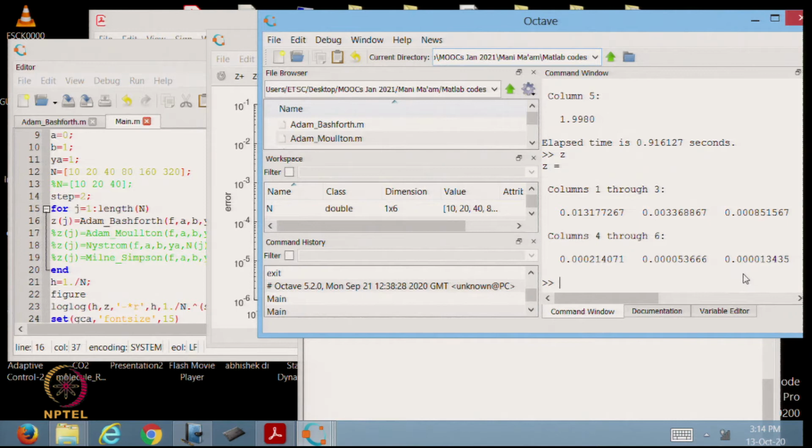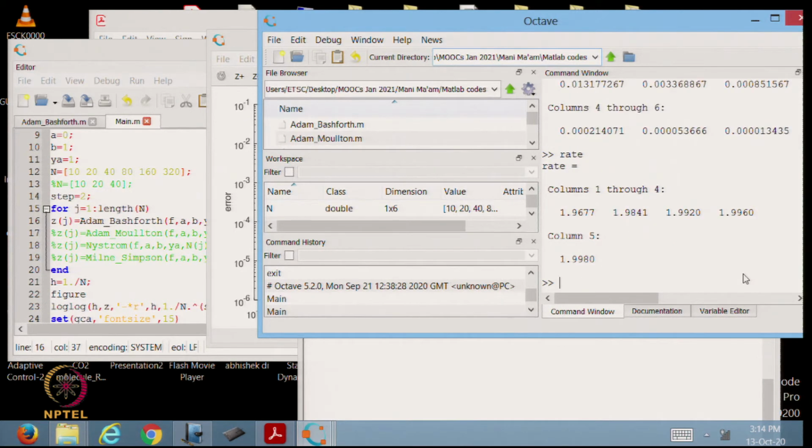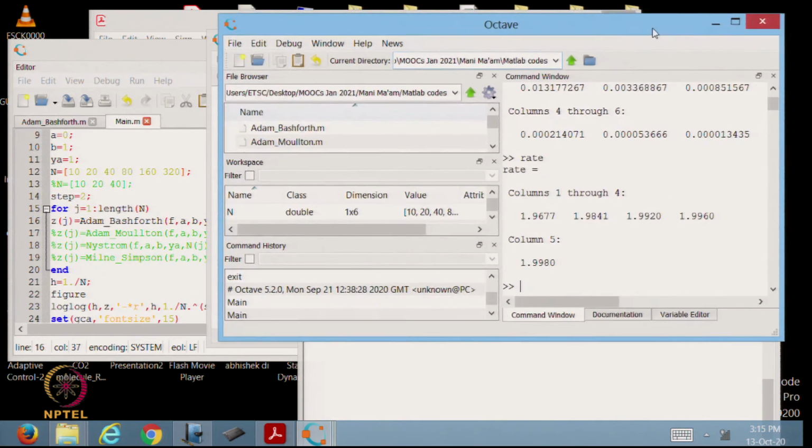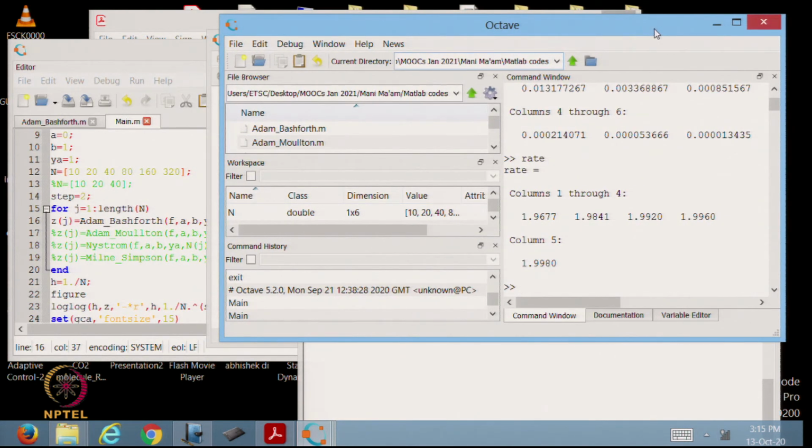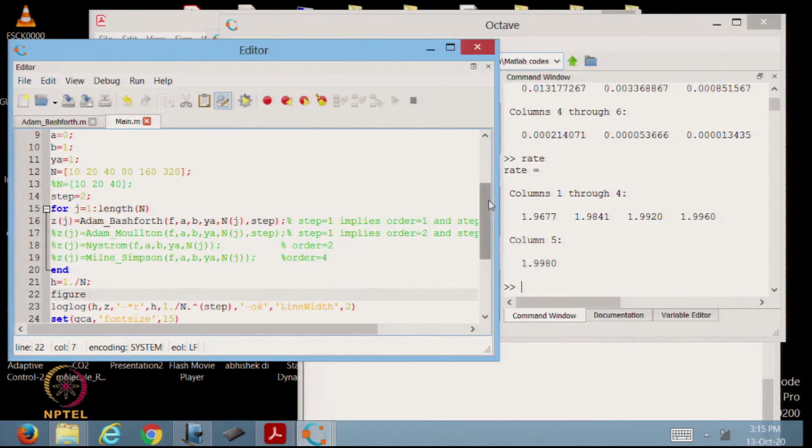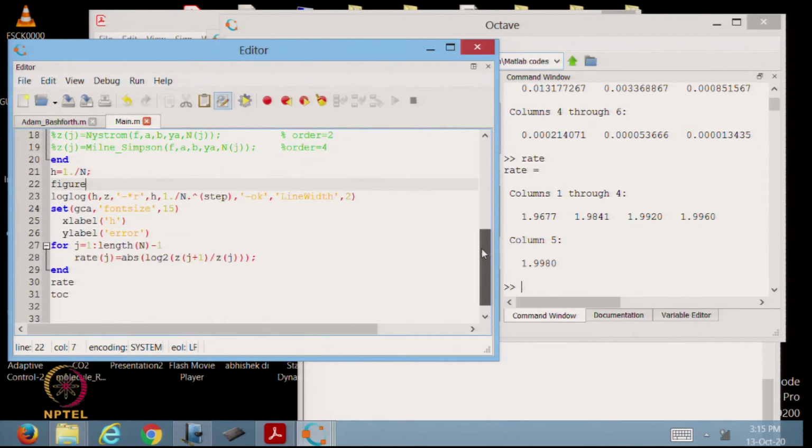So, that is called the convergence of AB2, which is the Adams-Bashforth method of order 2. Order 2 we can also verify numerically just by looking at the rate, which we are also computing in the following program. So, the rate is also close to 2 as expected, which we are computing here.